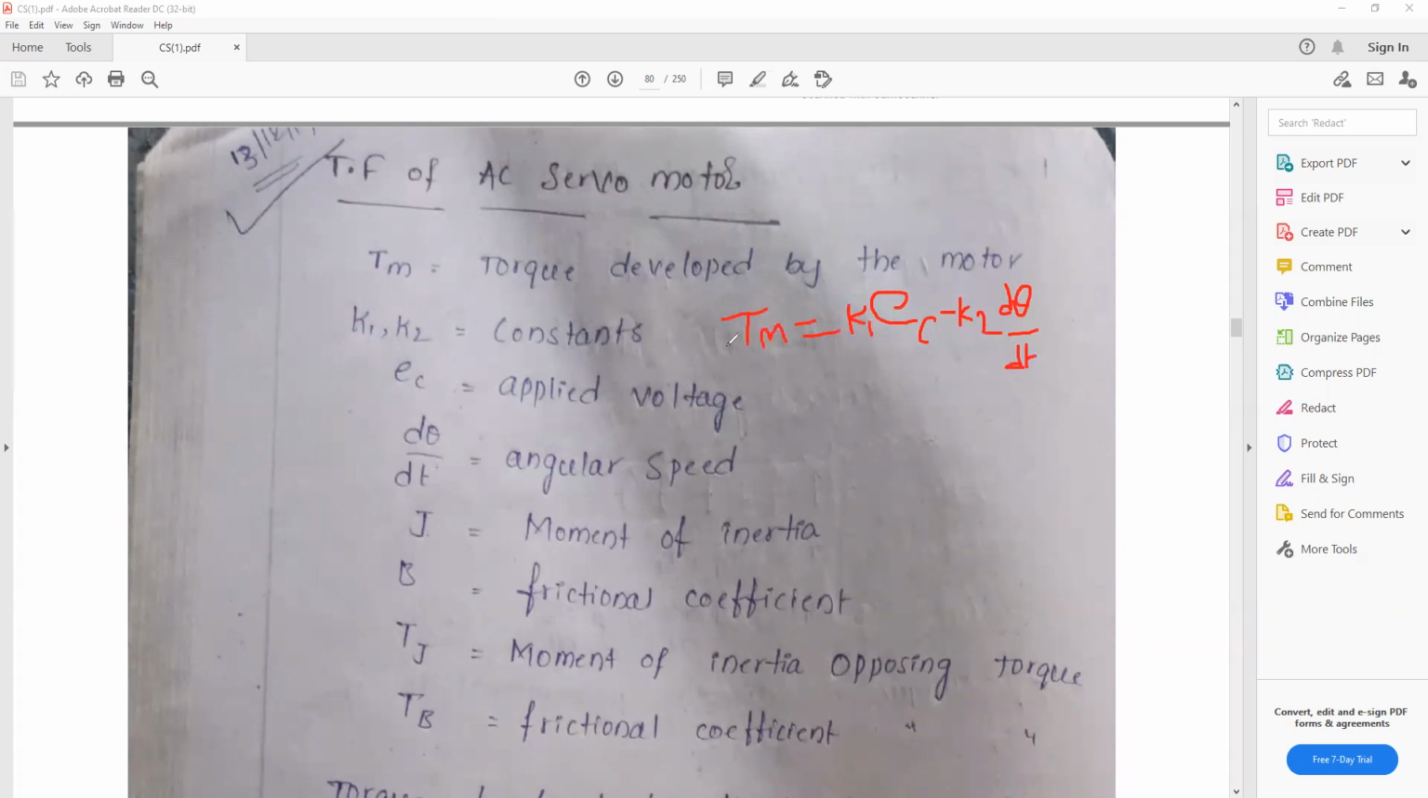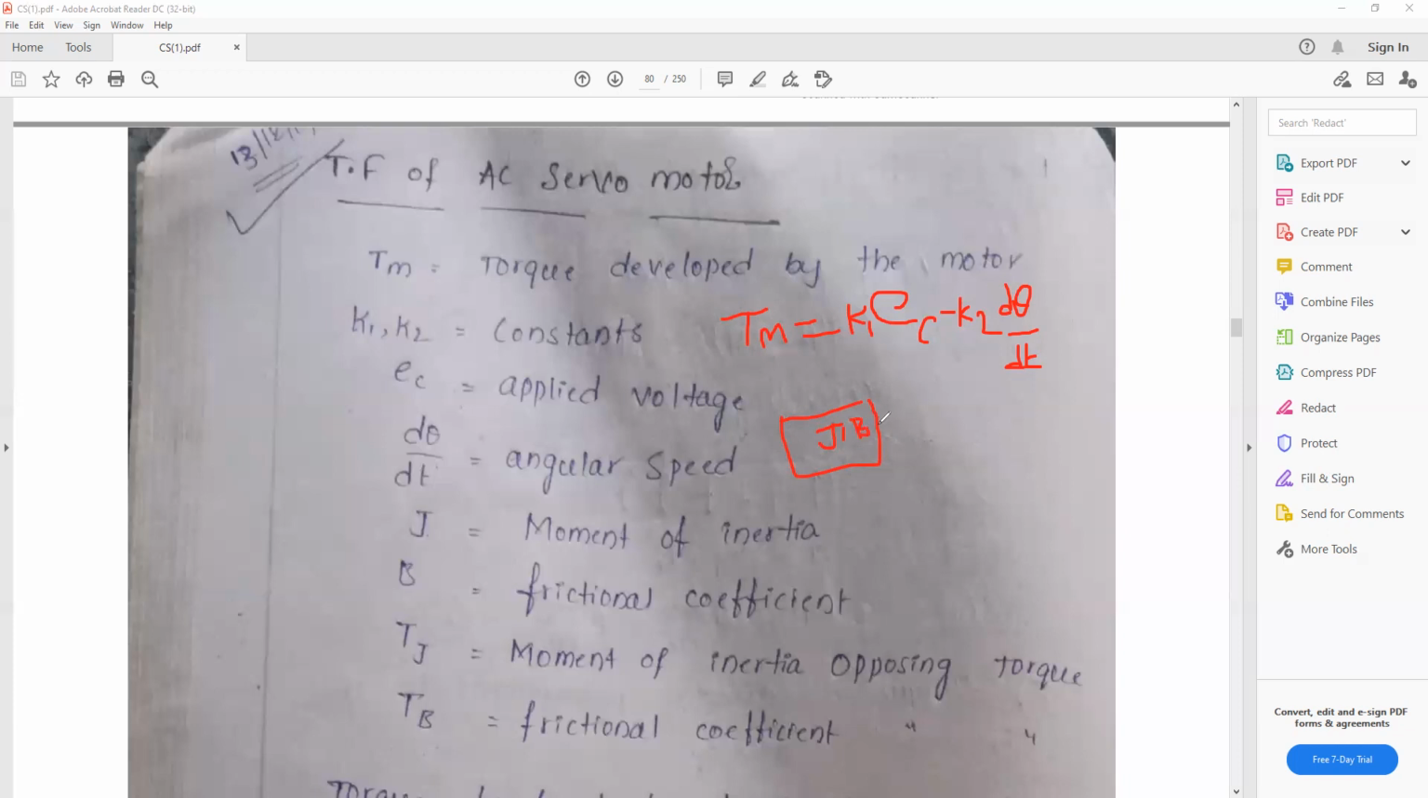So motor torque Tm is equal to some constant K1 into applied voltage Ec minus some constant into angular speed, d theta by dt. Angular speed d theta by dt, and the same DC motor connecting loads, same J and B.